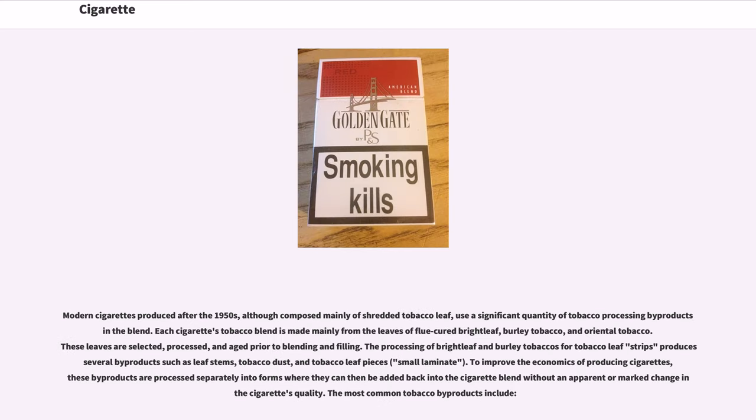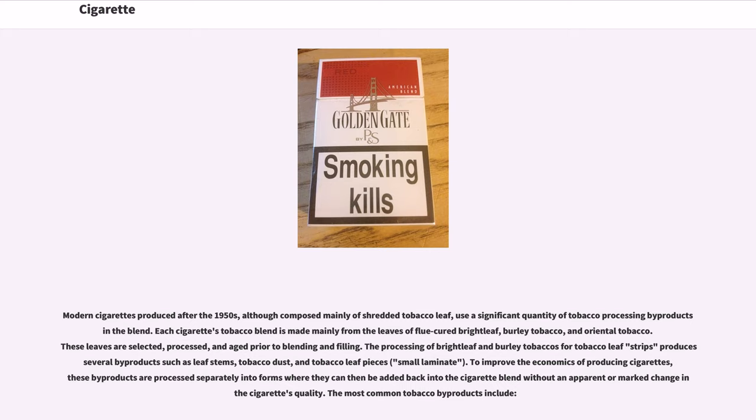Modern cigarettes produced after the 1950s, although composed mainly of shredded tobacco leaf, use a significant quantity of tobacco processing byproducts seen in the blend. Each cigarette's tobacco blend is made mainly from the leaves of flue-cured bright leaf, burley tobacco, and oriental tobacco. These leaves are selected, processed, and aged prior to blending and filling.